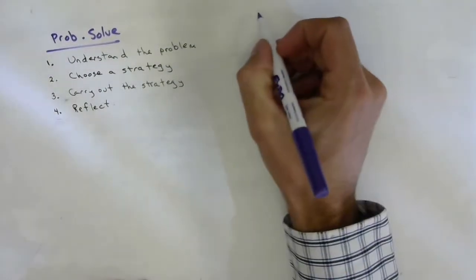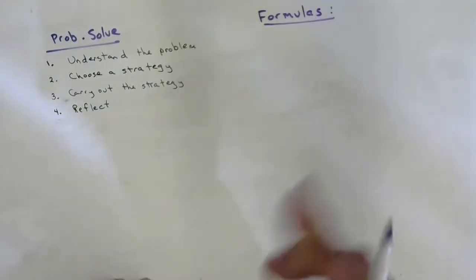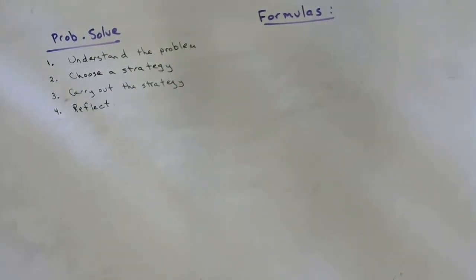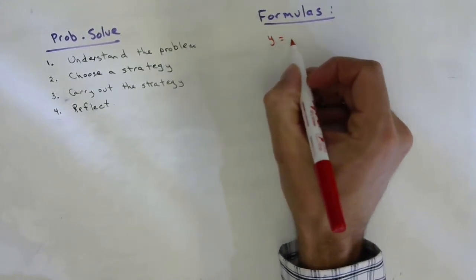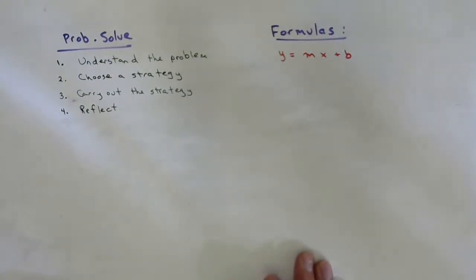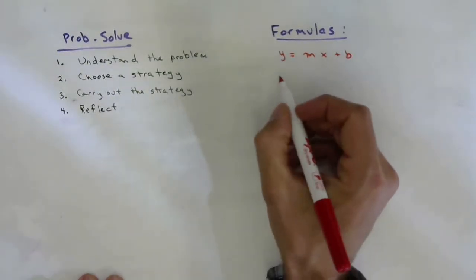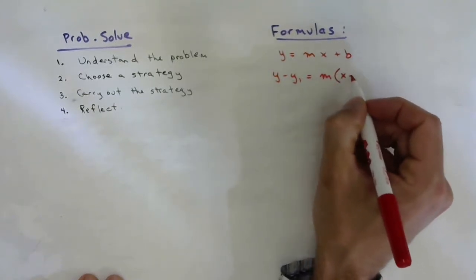All right, on the right-hand side there, you have your formula list. What are some of the formulas that you know and that you might need? Okay, so you got a couple of different equations of a line. Let's start from the easiest one, which would be slope y-intercept form. Y equals mx plus b. Never going to want to forget that. And we have another one, we said point slope form. Y minus y1 equals m times x minus x1.